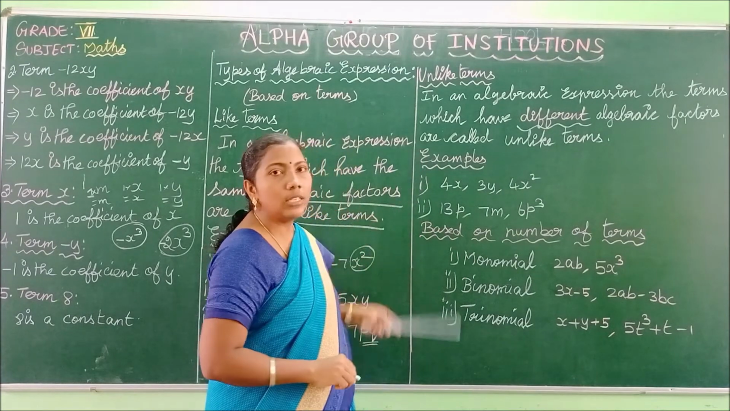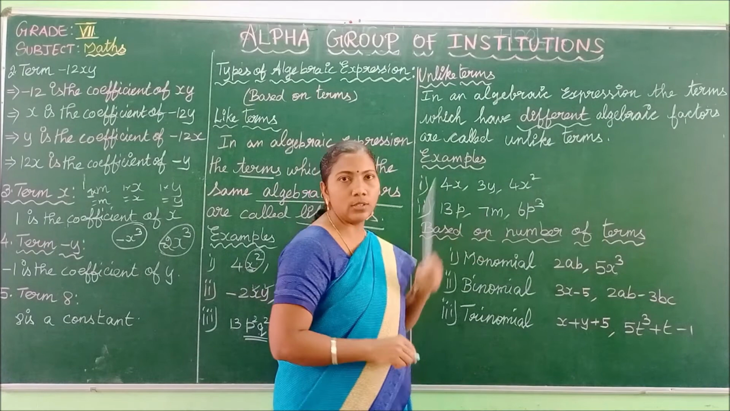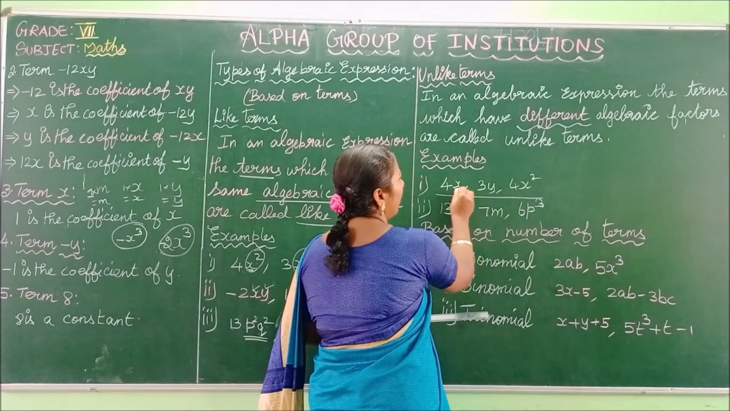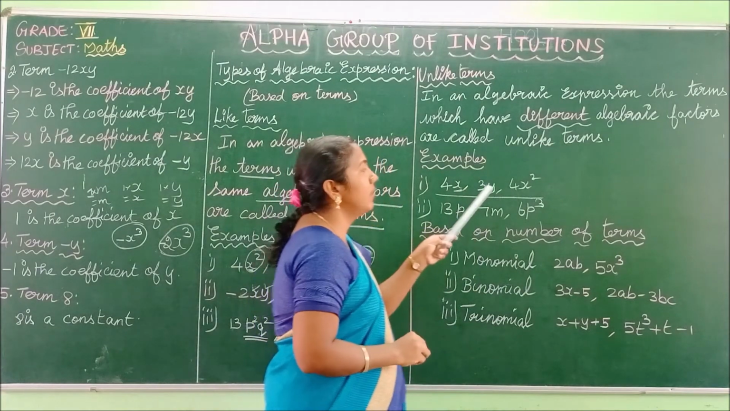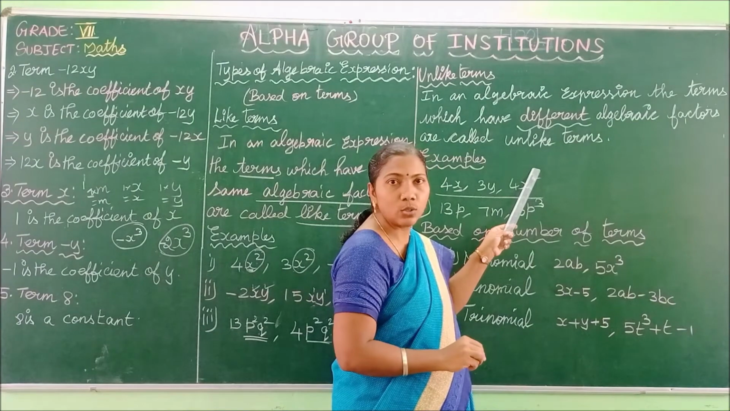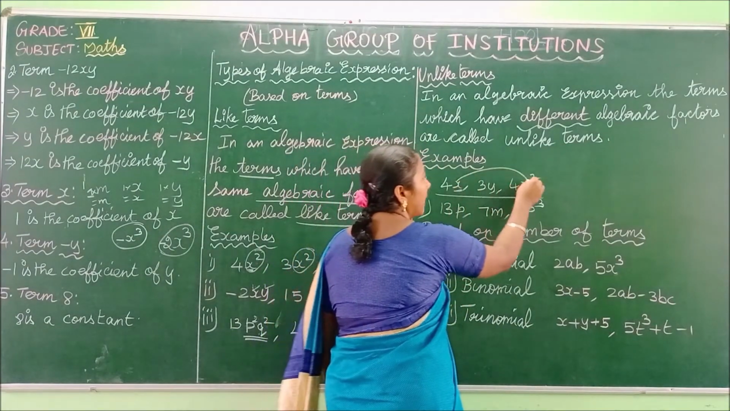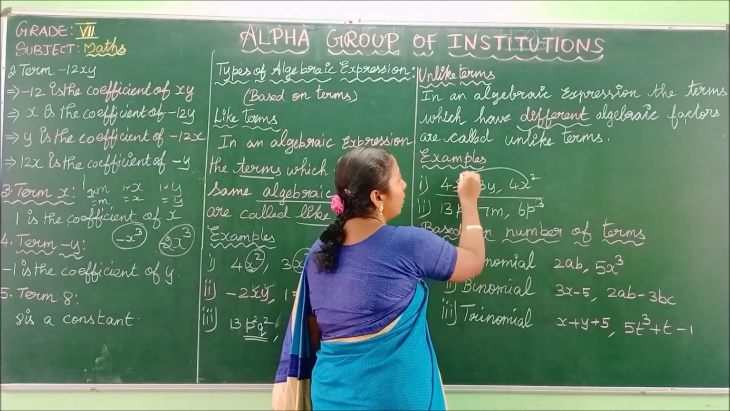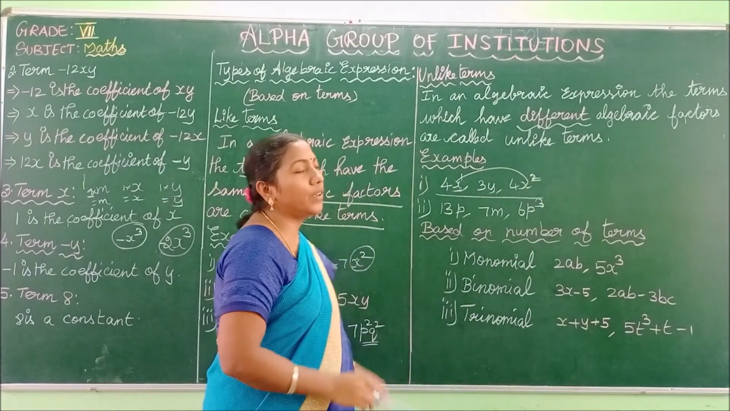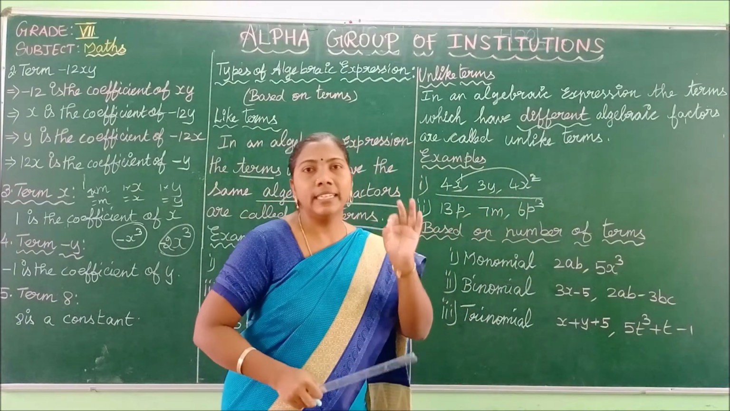Now we are going to see some examples for unlike terms. See here, 4x, 3y, 4x square. In the first example we have three terms. Here we have the variable x. Here we have the variable y. Here we have the variable x square. So they are not the same. Though here we have x and x, the power of x is 1 here and the power of x is 2 here, so it is not the same. So we can say 4x, 3y, 4x square are unlike terms.